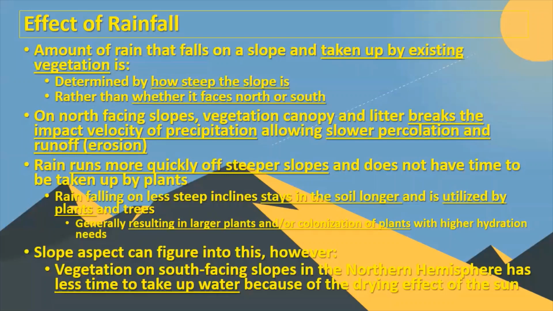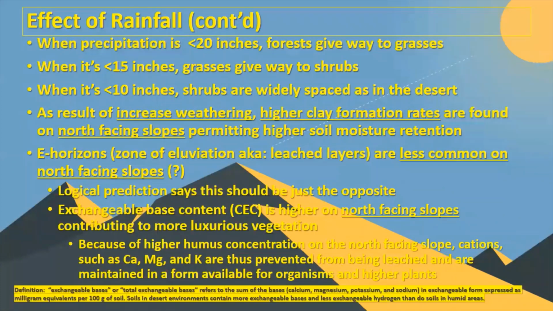Because it's the drying effect of the sun. So that's where you're going to see marked differences, especially when we get to the pictures, slopes. So still talking rainfall, if you've got less than 20 inches, rainforest gives way to grasses, and when it's less than 15 inches, grasses give way to just shrubs for the most part. When it's less than 10 inches, shrubs are widely spaced, as in the desert. You think of creosote, spaced in this region at certain distances apart, or mesquites or something along that line. So they don't want to compete with each other.